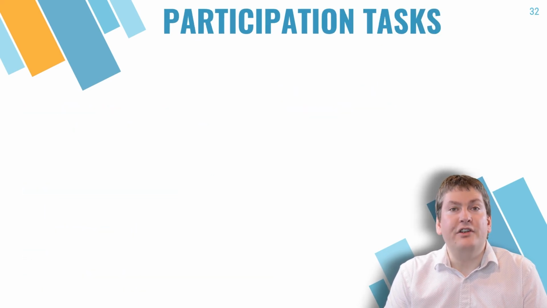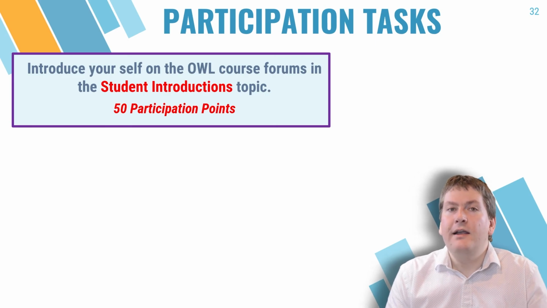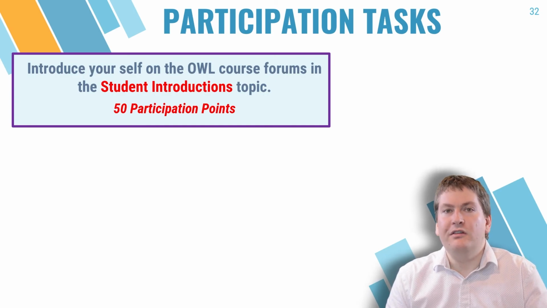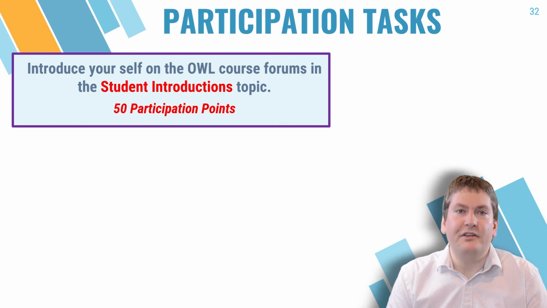Now, I did mention that there were going to be some participation tasks. So the first one is to introduce yourself on the OWL course forums in the student introductions topic. The way this is set up, and most of the responses will be set up, is that you can't view what other students have posted in this forum until you've made a post yourself. So this will be worth 50 participation points. I'd like you to mention your preferred name, what program you're in, why you're interested in taking this course, and maybe just something general about yourself, like maybe a hobby or an interest you have.